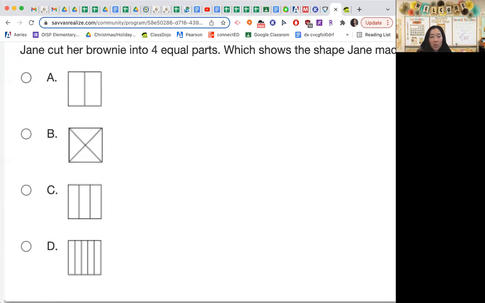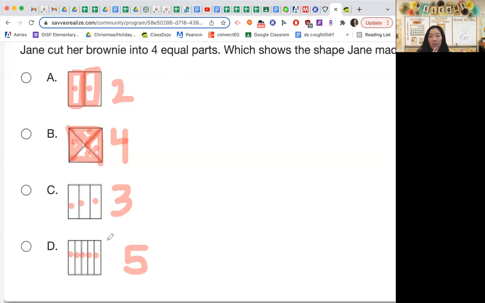Matthew, how many pieces did she make in A? How many people can eat this? 2. Okay, what about B? How many people can eat this brownie? 4, very good. How about C? How many people can eat this brownie? 3. And then what about D? How many people can eat this brownie? 5. So Jane cut her brownie into 4 equal parts.